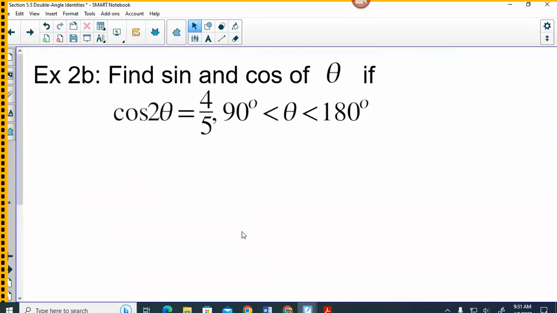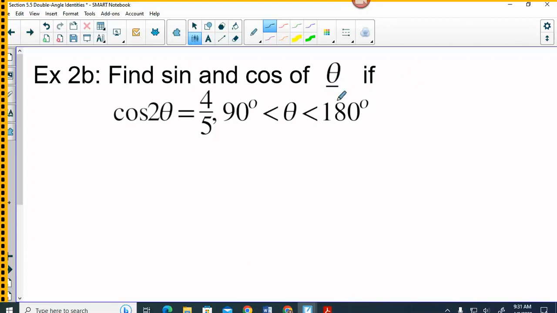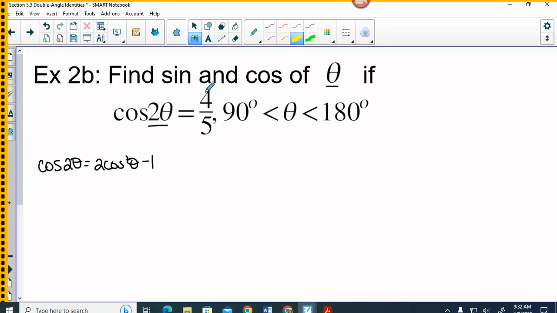Okay, I'm going to do a similar example. If you understood the last one, you're welcome to skip this one. If you need it, go ahead and watch it. So I'm asking for sine and cosine of theta itself again. And again, I gave you cosine of 2 theta to start with. So I'm just going to start with the formula. If I want to find cosine theta, I could do the 2 cosine squared theta minus 1. We know cosine of 2 theta is 4/5, so I'm going to replace that with 4/5.